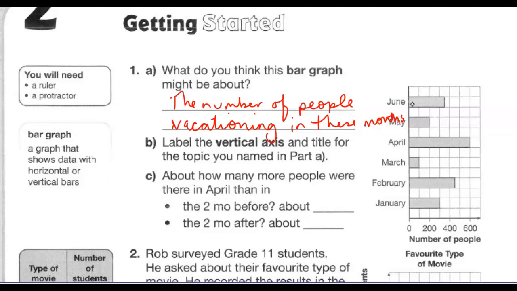Okay. Label the vertical axis and title for the topic you named in part A. So the label for the vertical axis is going to be the months. Change the color here. So this, can't really turn my computer sideways. So that's months. And then people vacationing in the first half of the year.